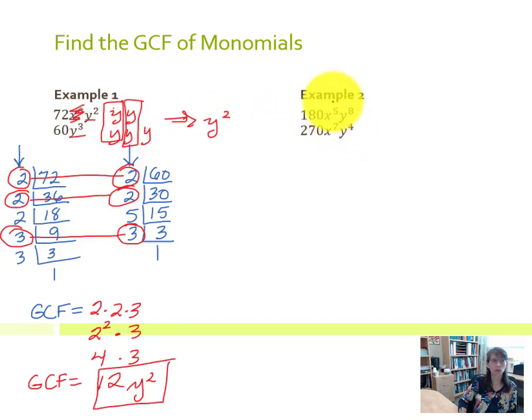Now let's try the process over again in example 2. We're starting with 180.